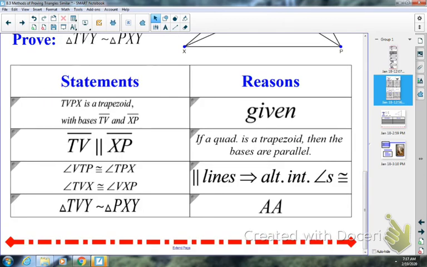Now, most of the time, your proofs are probably going to involve angle-angle similarity because you can have a little bit more variety. If you're going to do side-side-side similarity, they pretty much have to give you everything in the given.